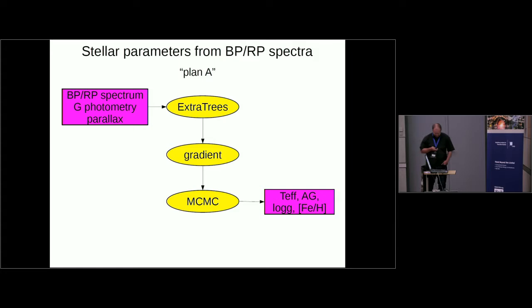Now the problem with this design is the gradient method and the MCMC rely on a forward model. In our design, you need synthetic spectra and an instrument model that tells you what the BPRP spectra would look like. And that's the problem with this approach at the moment.